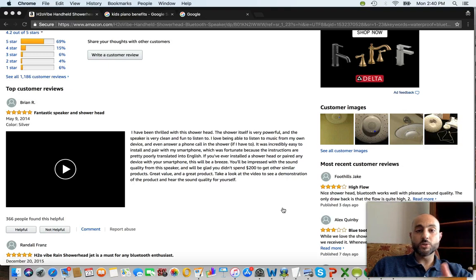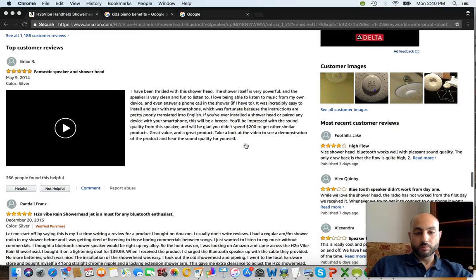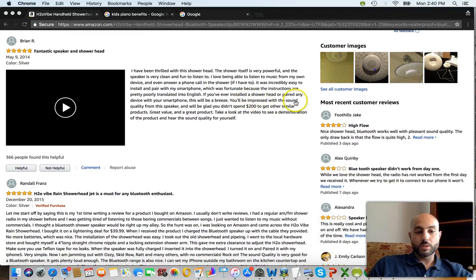Now, remember, the thing is you could test different angles and find what works. All right, "it's incredibly easy to install and pair with smartphone." So sound quality could be another angle. "You'll be impressed with the sound quality, and you'll be glad you didn't spend $200 to get a similar product." So that right there: same sound quality, don't pay $200. You can get the same sound quality for less than $15. That right there is another angle you could use.